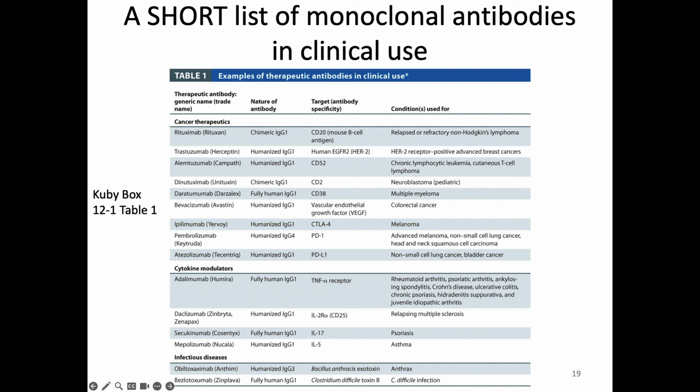And so what you can notice here is we've got some antibodies that are used to treat non-Hodgkin's lymphoma, some breast cancers, some different types of leukemias and lymphomas, neuroblastoma, other types of cancers, different types of arthritis, Crohn's disease, ulcerative colitis, psoriasis, multiple sclerosis, asthma. You can see there's a huge list of diseases where monoclonal antibodies are clinically in use.